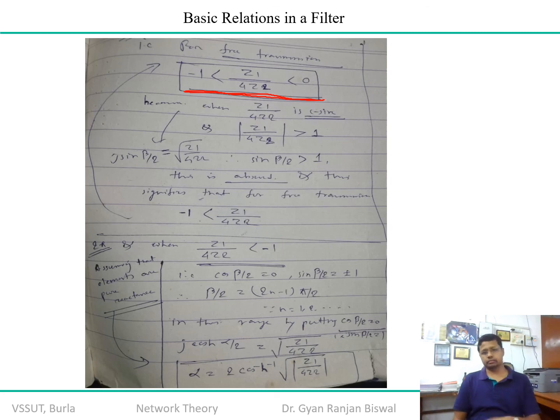So from there, this analogy is developed, that as far as the free transmission or lossless transmission of the signal is concerned, the ratio of Z1 by 4Z2 should always be less than 0. But in no circumstances will it be allowed to go less than -1. It should always be greater than -1. So it will fall between these two ranges. Very, very important property.